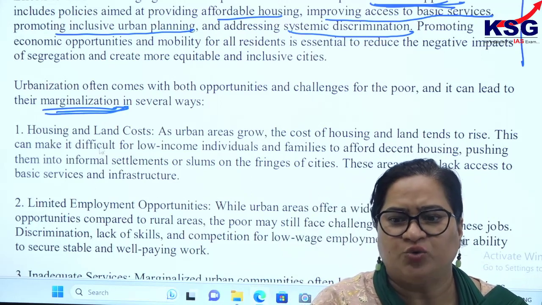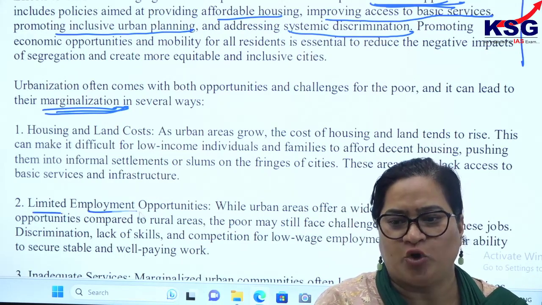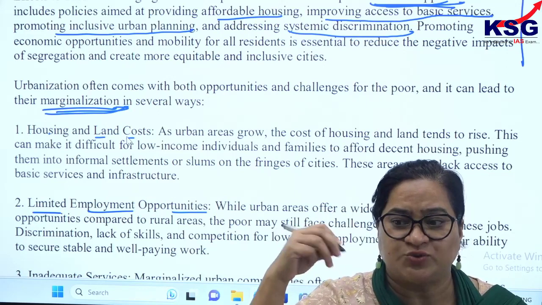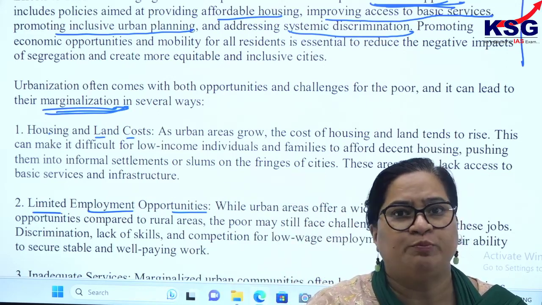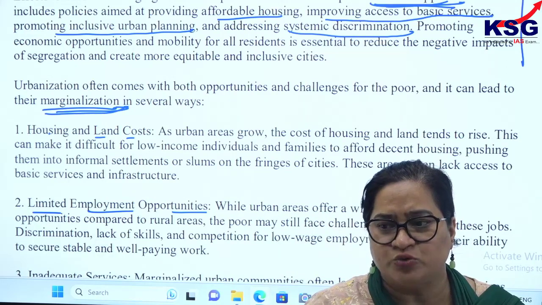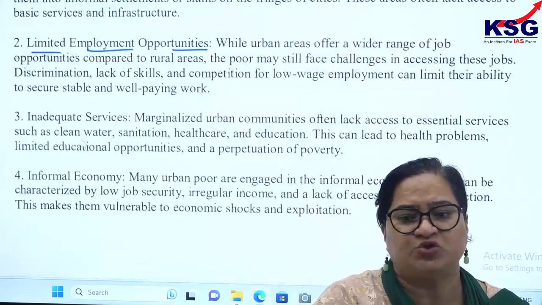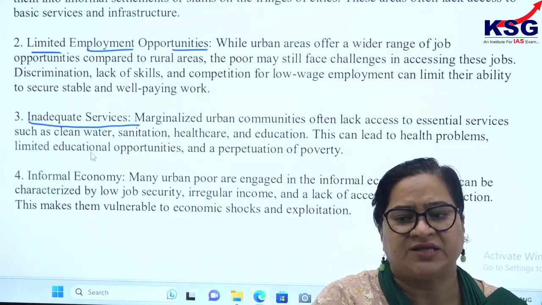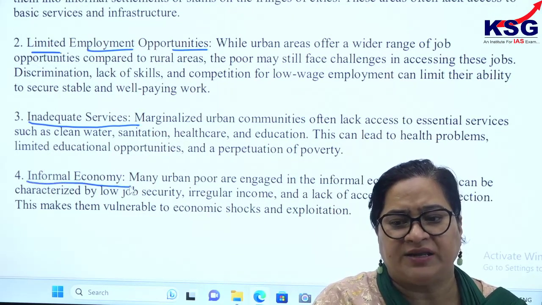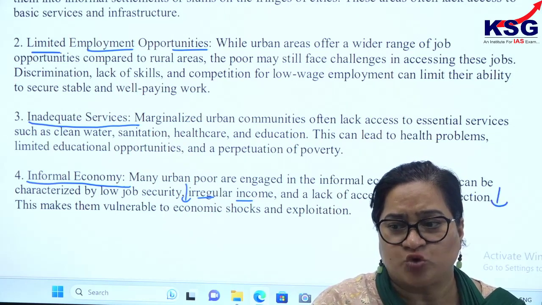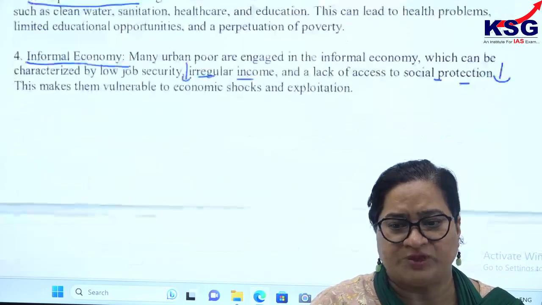Okay, so then you can talk about limited employment opportunities. With respect to housing and land cost, it will soar up so high that you won't be able to afford it. Any decent housing, that will not be there. Again, this marginalization can be associated with inadequate services, the informal economy. And this informal economy will lack job security, there will be irregular income, okay, there will be lack of social protection, all these key points you can reflect.